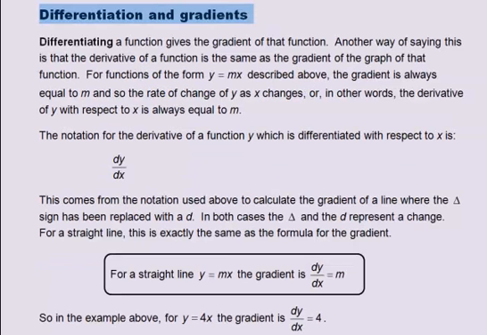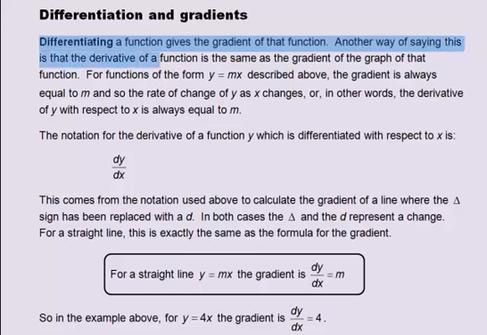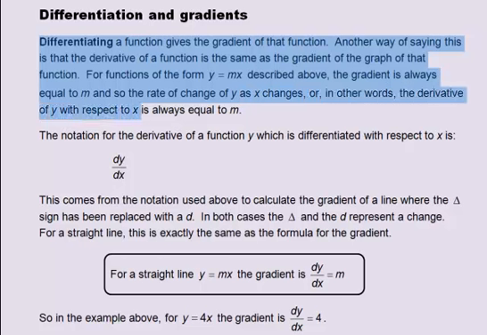Differentiation and gradients. Differentiating a function gives the gradient of that function. Another way of saying this is that the derivative of a function is the same as the gradient of the graph of that function. For functions of the form y equals mx described above, the gradient is always equal to m, and so the rate of change of y as x changes, or, in other words, the derivative of y with respect to x, is always equal to m.